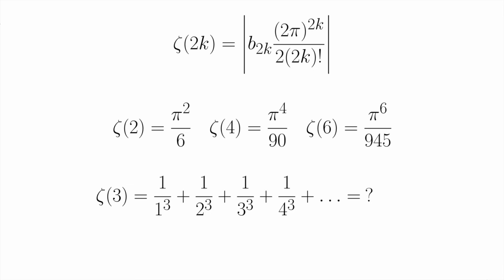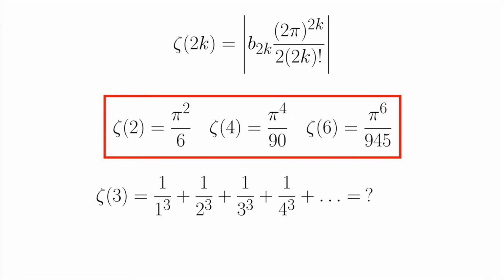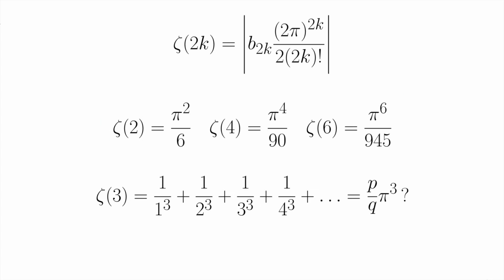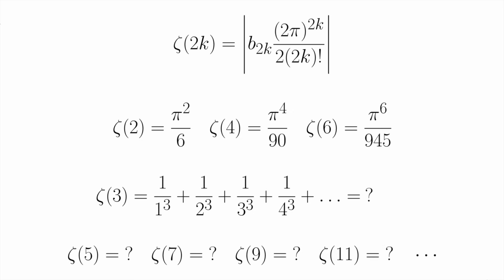Over the rest of his long life, he returned many times to this question, but he had little success. The pattern of these values for the even integers would certainly suggest that the value of this series should be some rational multiple of pi cubed. But, at least empirically, this seems not to be the case. Even today, almost nothing is known about the exact value of zeta of 3. Indeed, almost nothing is known about the value of zeta at any odd positive integer.